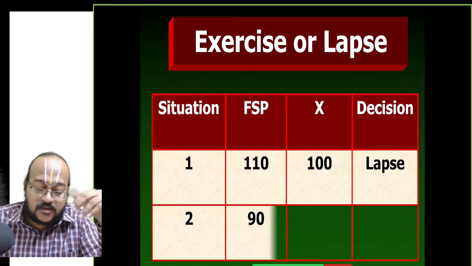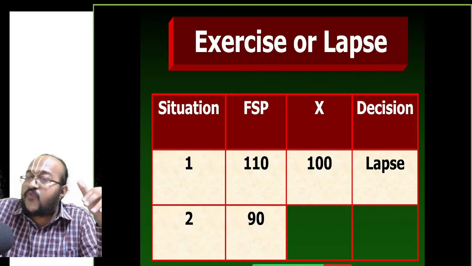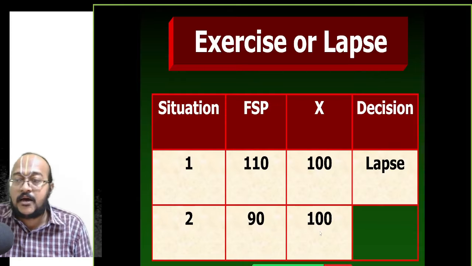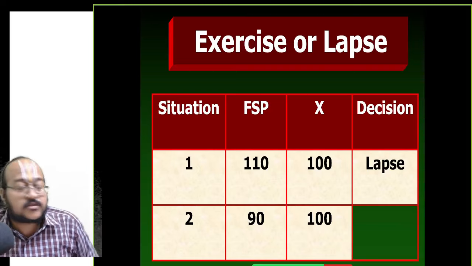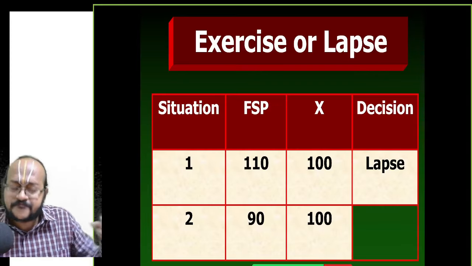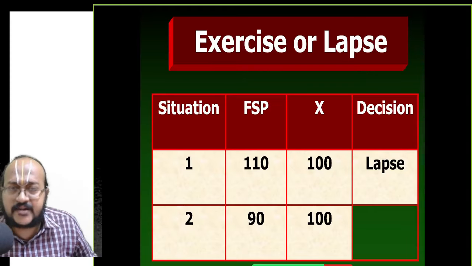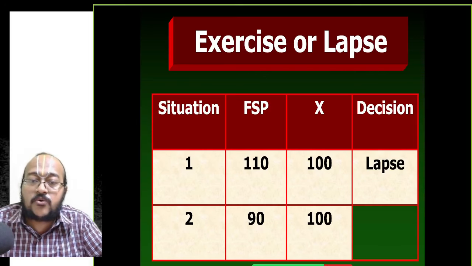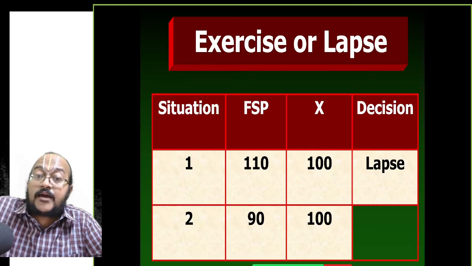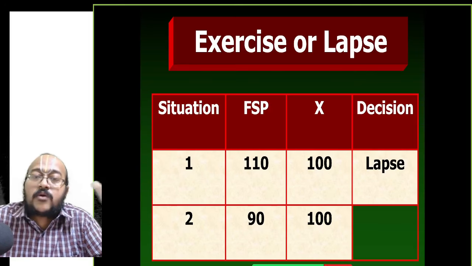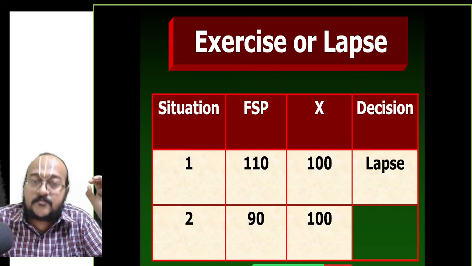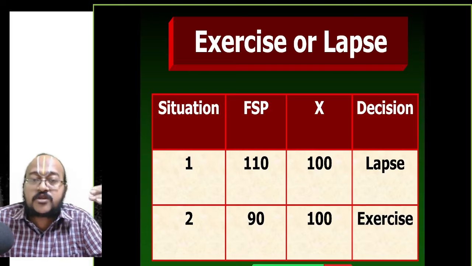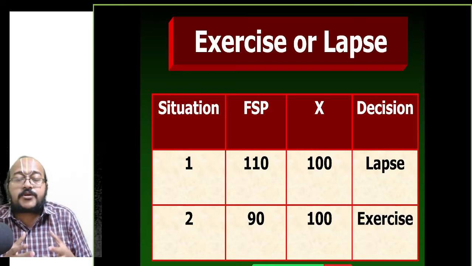Situation number 2, when the share price is 90, which has fallen below the strike price. In this case, what will you do? Your strike price is 100, and the future spot price is 90, which means the share is currently trading at 90 and the strike price is 100. You have a right to sell for a higher price a share worth a lower amount, which means you will exercise the right and sell the shares. Clear? This is the fundamental difference between a call option and a put option.